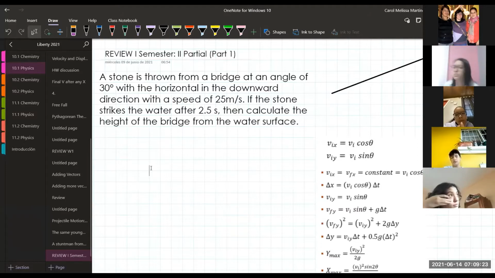So a stone is thrown from a bridge at an angle of 30 degrees with the horizontal in the downward direction, with a speed of 25 meters per second. If the stone strikes the water after 2.5 seconds, then calculate the height of the bridge from the water surface. As you can see, this exercise is slightly different because there are many options to include for projectile motion. So this is another kind of example. Let me show you how to work with this kind of exercise.